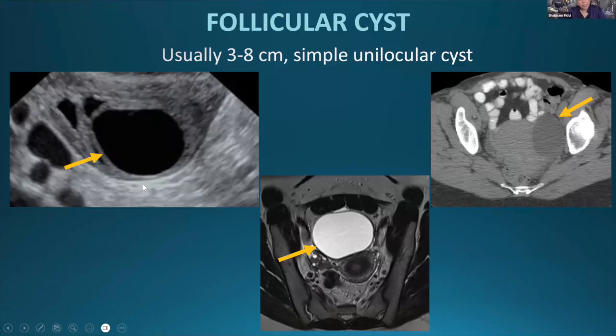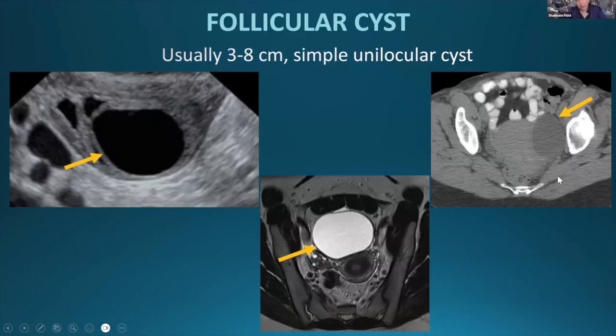Here on this transvaginal ultrasound image, you see a follicular cyst, which meets all criteria for a simple cyst on ultrasound, in that it's anechoic, it has a thin, imperceptible wall, you have posterior acoustic enhancement, and if you were to put color on this lesion, you would see no internal vascularity within it.